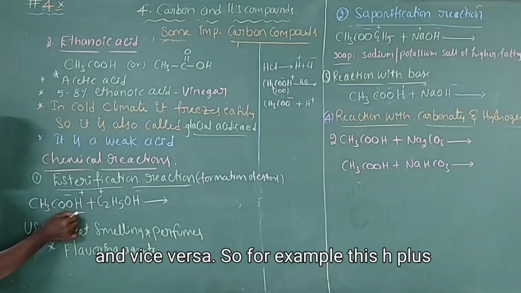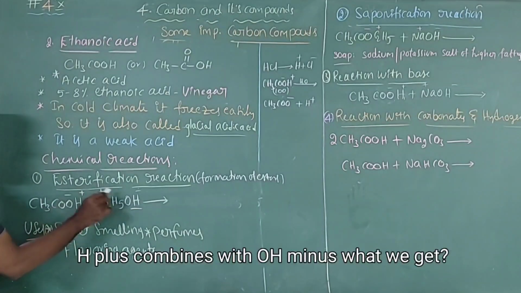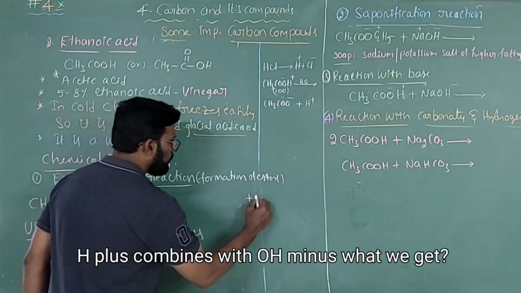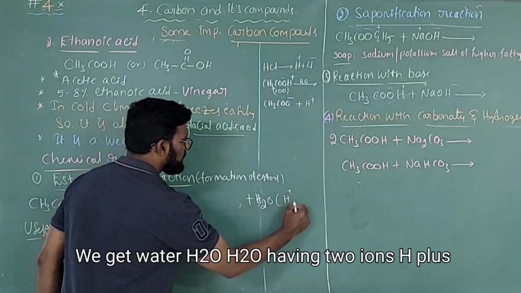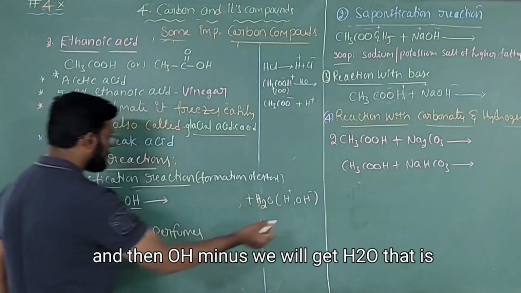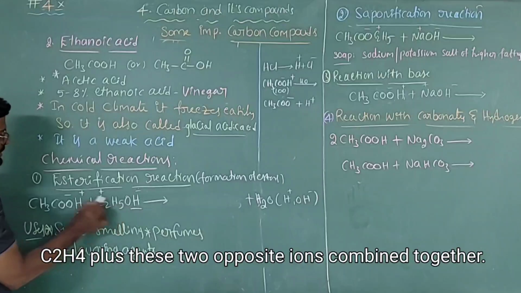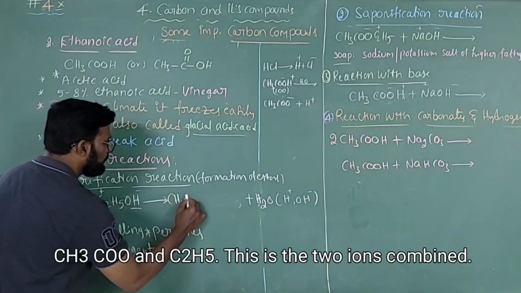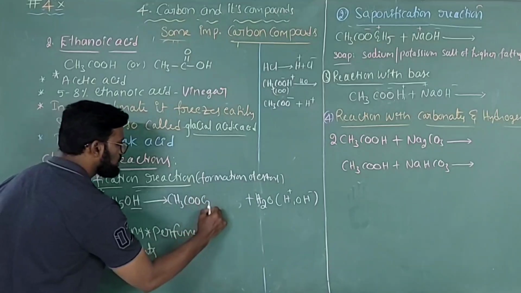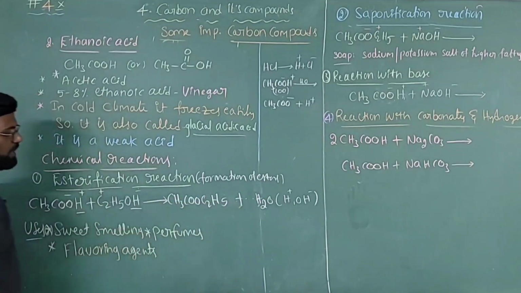So for example, this H plus combines with OH minus here. Whenever H plus combines with OH minus, what do we get? We get water, H2O. That's over. And what is left? The CH3COO minus and C2H5 plus. These two opposite ions combine together. So what do we get? CH3COO C2H5. This is the main product.